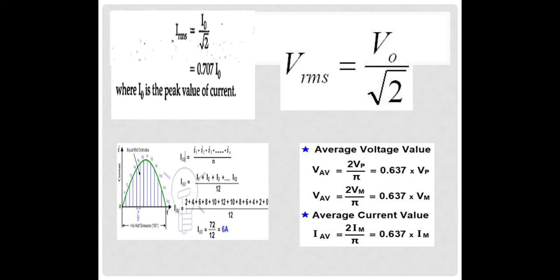Or else we go a little bit deeper. The formula for calculating average value is 2 by pi of Vm. Vm is nothing but the peak value, right? 2 by pi is 63.7% of peak value, and that's it.